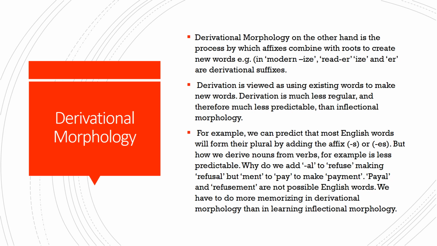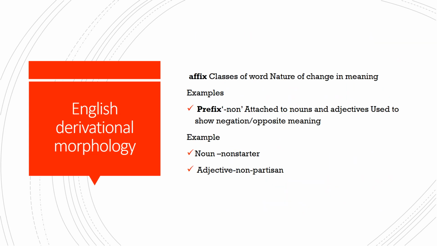For example, we can predict that most English words will form their plural by adding the affixes s or es, but how we derive nouns from verbs, for example, is less predictable. Why do we add al to refuse, making refusal, but ment to pay, making payment? Something like payal or refusement is not possible. We have to do more memorizing in derivational morphology than in inflectional morphology.